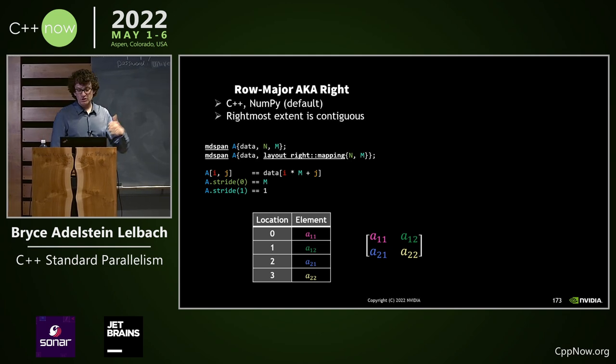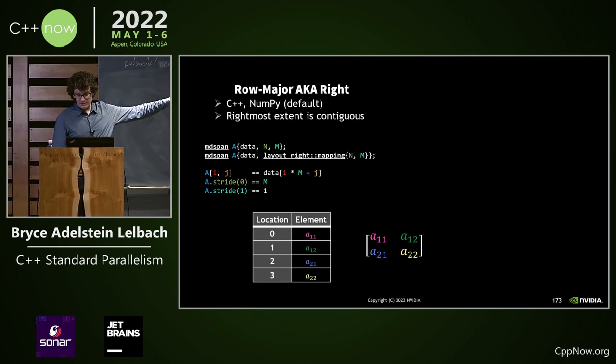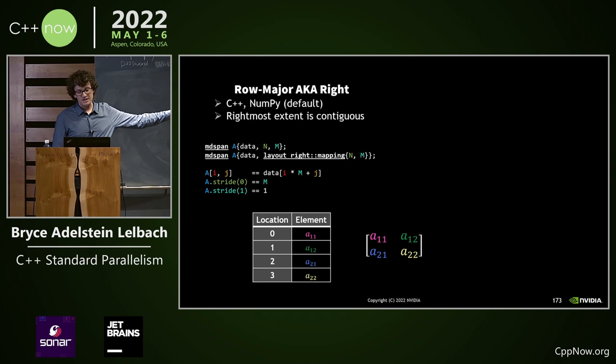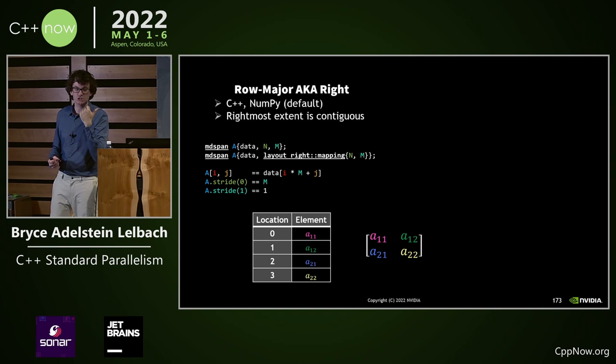For example, if we have a 2x2 matrix, the two elements on the first row would have data locations 0 and 1. And the elements on the second row would have data locations 2 and 3.